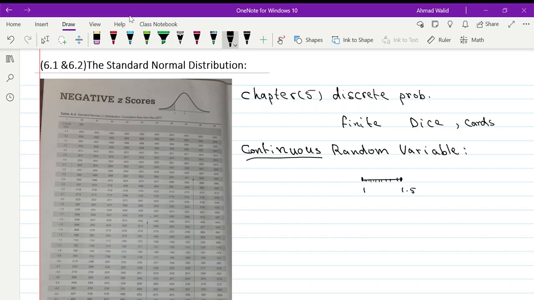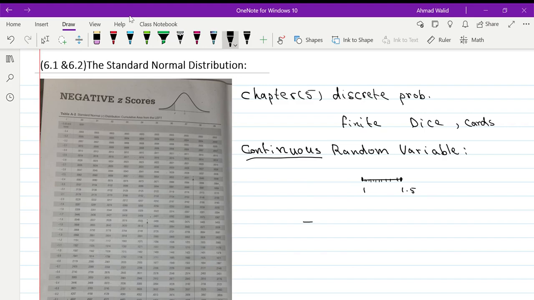The best example is measurement or temperature, correct? When you say, oh, today is 85 degrees, are we sure that it's exactly 85? It can be 85.1, it can be 85.01, it can be 85.001, right? There are infinite numbers that we call what? Continuous.